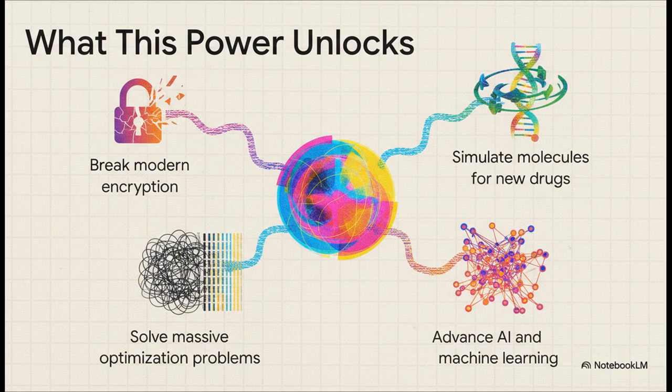Okay, so what in the world could we do with that kind of horsepower? Well, for starters, we could run algorithms that could, theoretically, break most of the encryption we use to protect our data today.